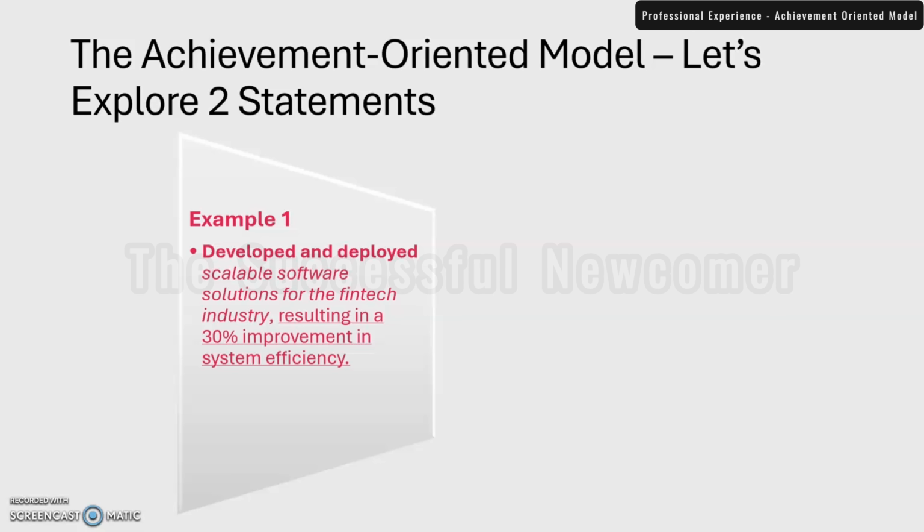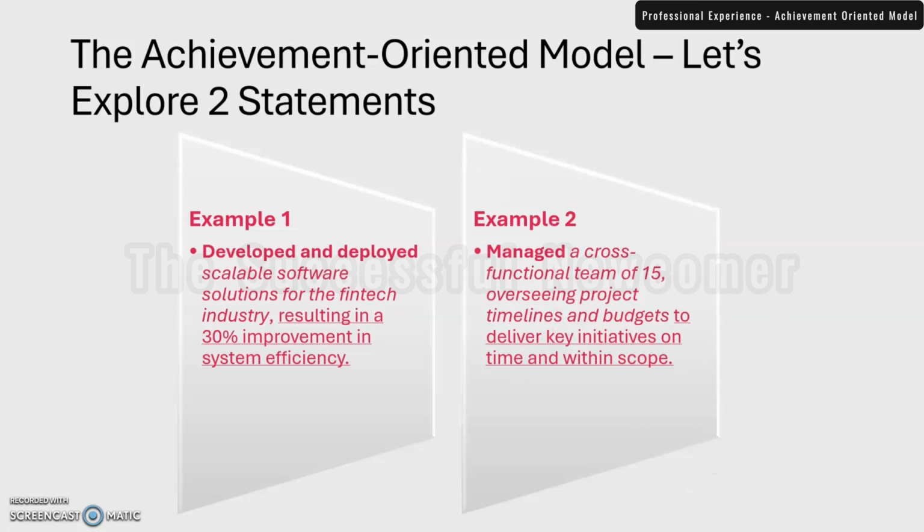So just think of your own situation and use the model. Try not to focus too much on the specific examples we're using in this video. Remember, it's about the model and how it applies to your specific situation. The other example here states managed a cross-functional team of 15, overseeing project timelines and budgets to deliver key initiatives on time and within scope. Also, it talks about how you manage the team and how you deliver the project on time and within scope.